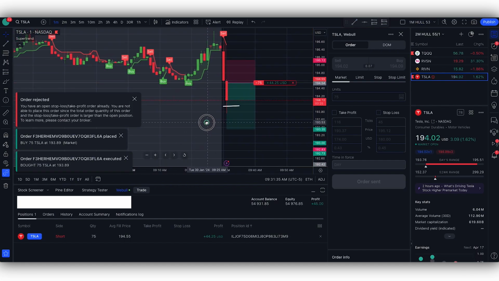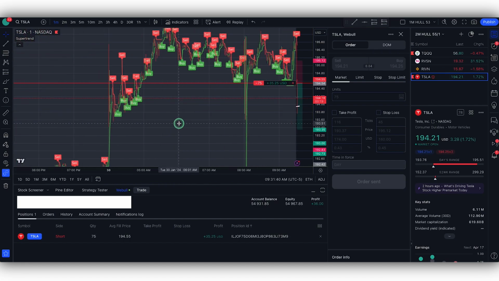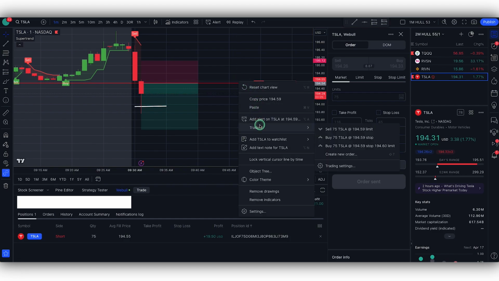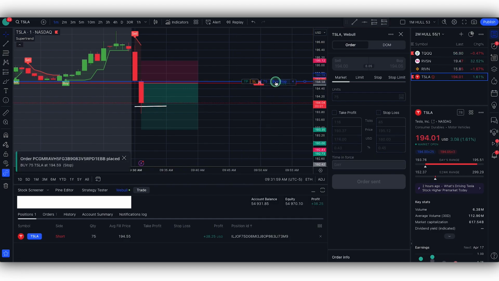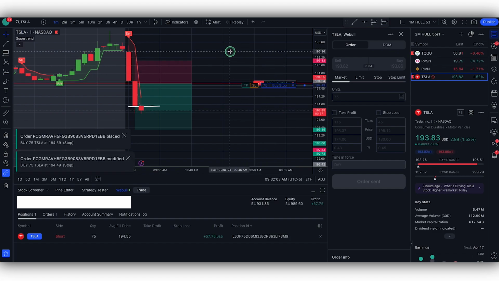Next profit target is 0.6, but I'm also going to exit this position if it goes back to where I bought at. So if I right click here, go to trade, buy 75 Tesla stop, that's going to create a stop loss. So I have a stop loss set right now where I bought at.